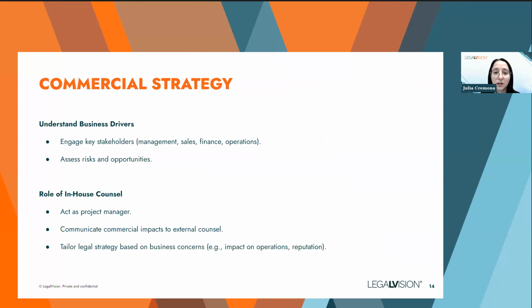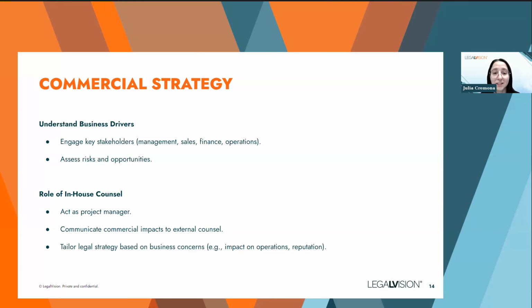Thank you. So as part of the dispute process or litigation process, it's always important to align the strategy with the overall business objectives. To effectively do so, it's important to have a deep understanding of the organisation's commercial drivers. And this is something that in-house counsel are usually quite intimately involved in. This could involve engaging with the key stakeholders across the organisation, senior management, sales, finance, even operations, to gain some insights into the potential risks and any opportunities that might be presented by the dispute.